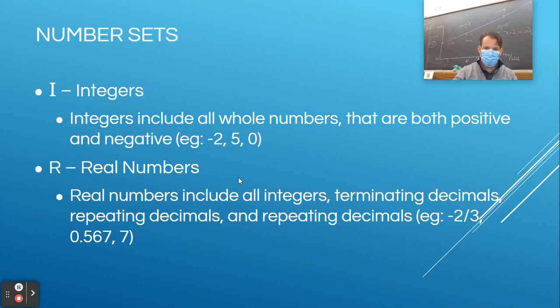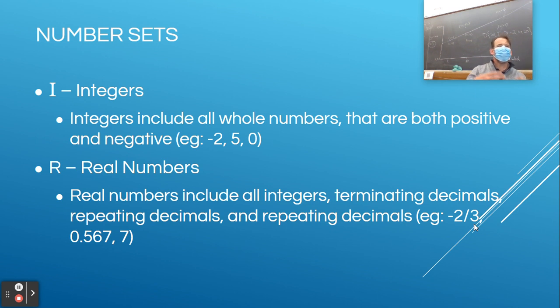Real numbers include all integers, all terminating decimals, all repeating decimals, and the decimals that repeat. Negative 2 over 3, that's a repeating decimal of negative 0.6 repeating. That's a real number. It's not an integer. All the fractions are real numbers.